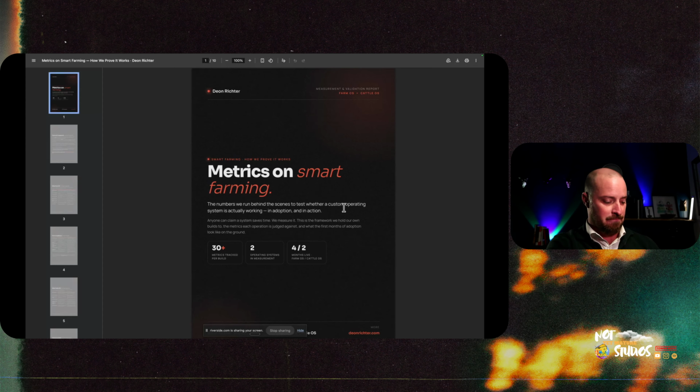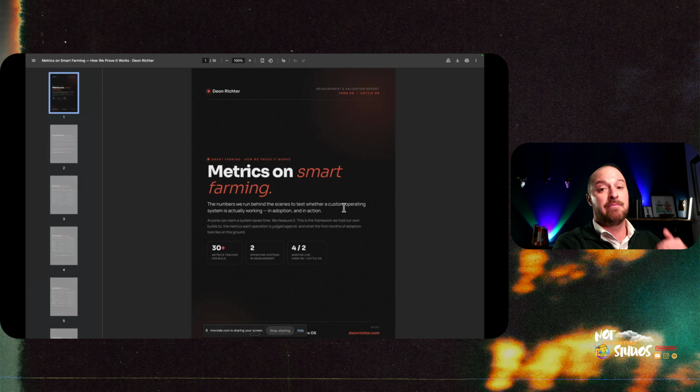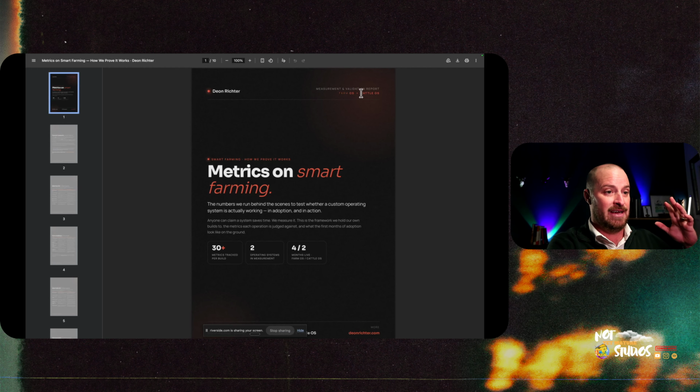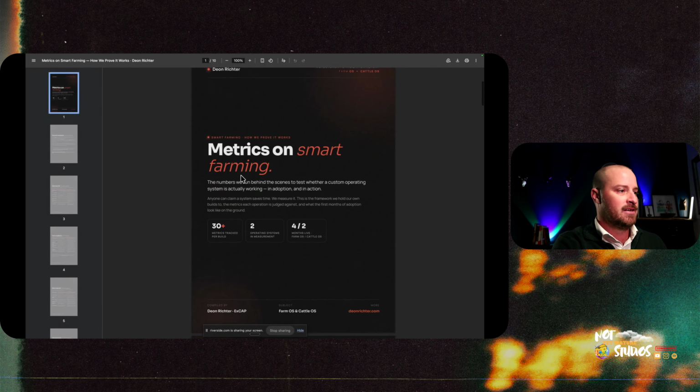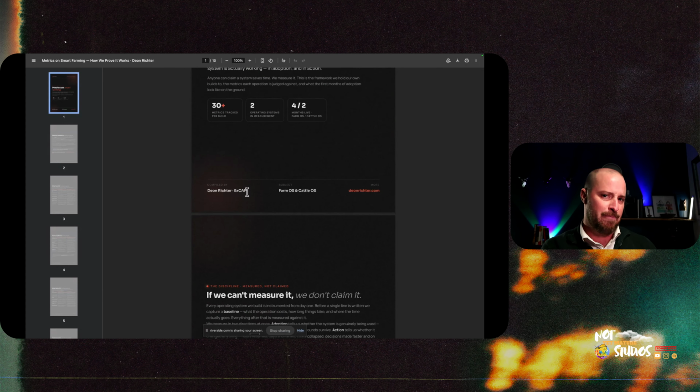A lot of you guys may have seen this. We've sent it over on our WhatsApp, our emails, our social media, and everything. But these are the metrics specifically related to Farm OS and then Cattle OS. So I'm not going to read through everything. If you want this report, you can just email me or message me and I'll send it straight through to you.